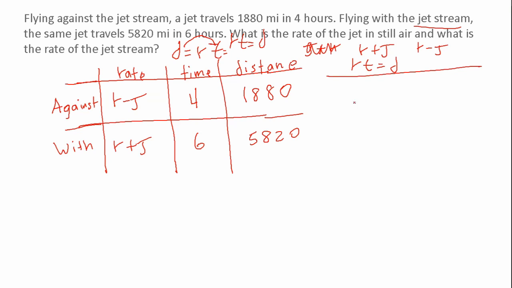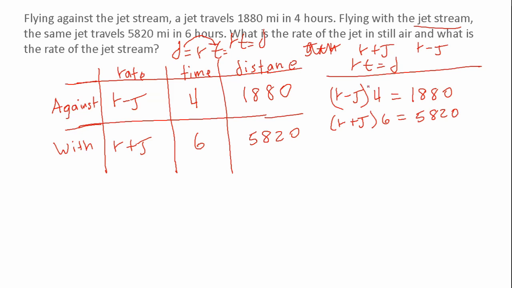And let's go ahead and set this up for our two conditions. Again, condition 1 is against. We know our rate is r minus j because it's going against the jet stream. We know the time is 4 hours, and we know the distance, which was given to us in the problem, is 1880. Similarly, with the jet stream, we know that rate is going to be r plus j. We know the time is 6 hours, and we know the distance similarly is 5,820. So now we have what looks close to a system of equations that we can use to solve this problem.